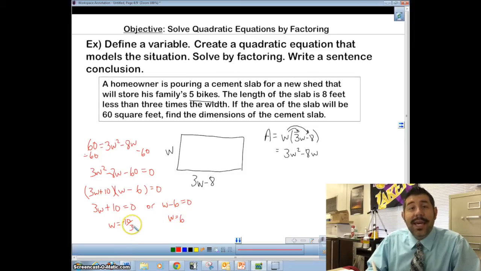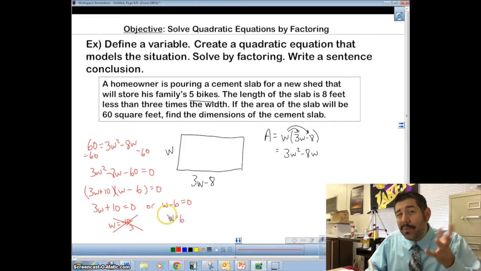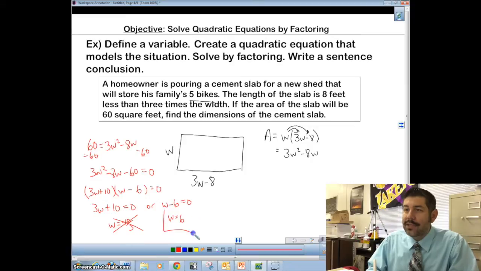Now, our width can't be negative, so this doesn't work. If something doesn't work because, in this word problem, it's negative, we call it extraneous, which you don't really need to know right now, but I'll tell you later when we get to things like that. So our answer is w equals 6 feet.